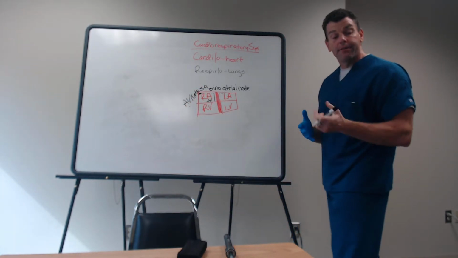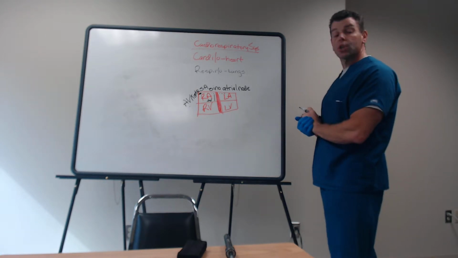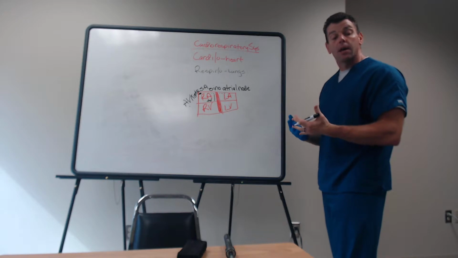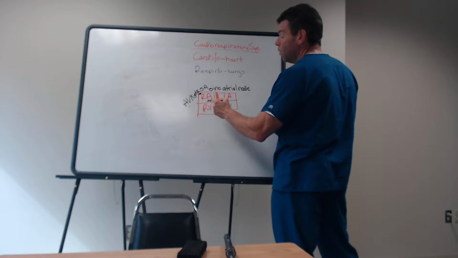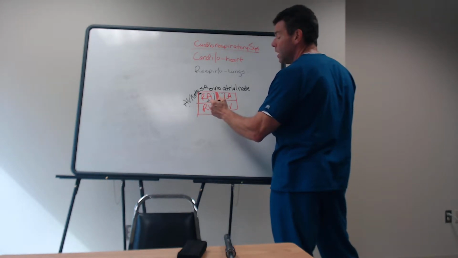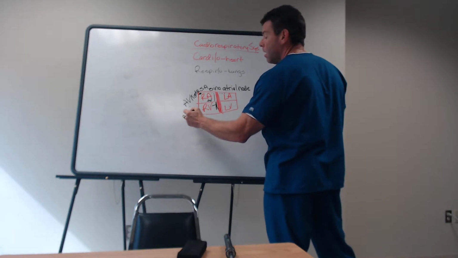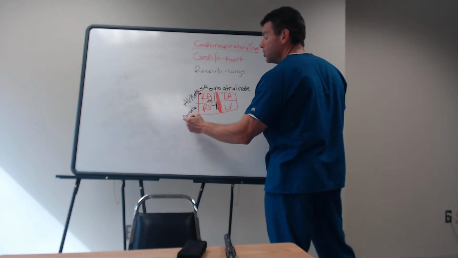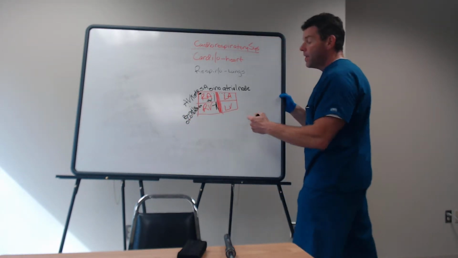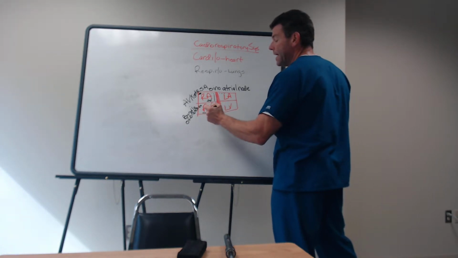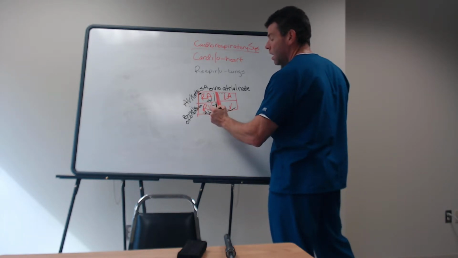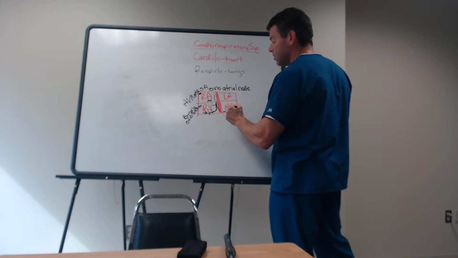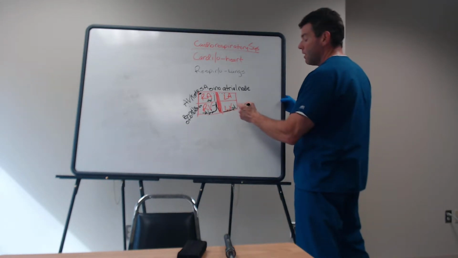The atrioventricular node, the AV node, is going to give a little bit of a delay before it signals for the ventricles to contract. Then that electrical impulse is going to go to the bundle of branches, and then through the right and left bundle branch to what are called the Purkinje fibers.